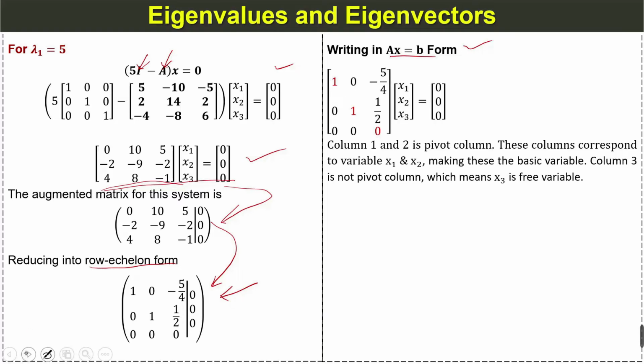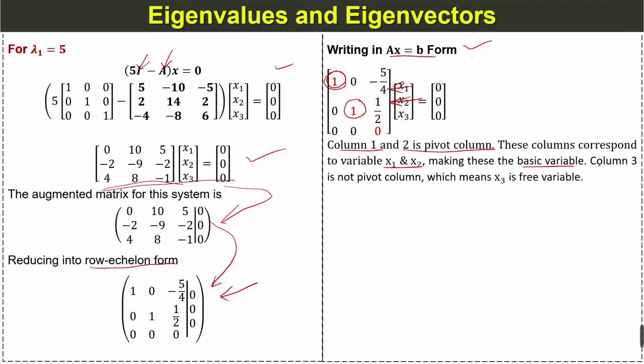Then we can see that column 1 and column 2 are pivot columns. This one is column 1, this one is column 2. Both of these columns are pivot columns, meaning the diagonal entries are non-zero. These columns correspond to variables x1 and x2, making these the basic variables.